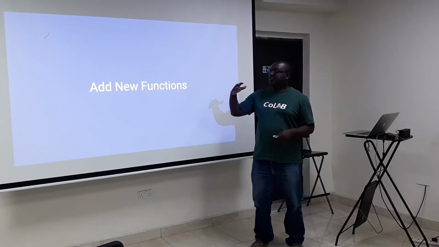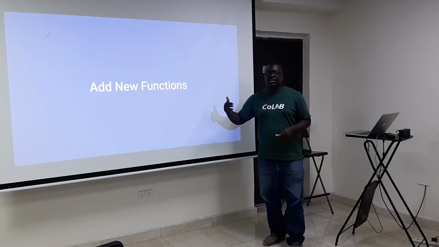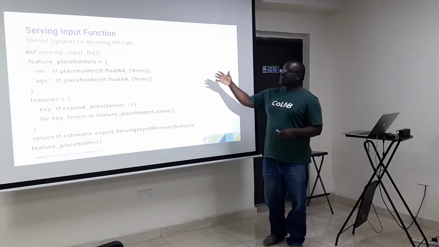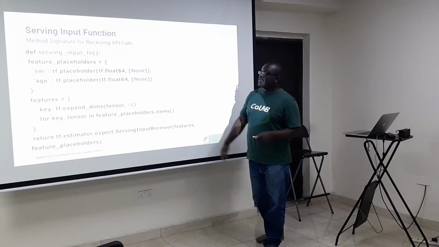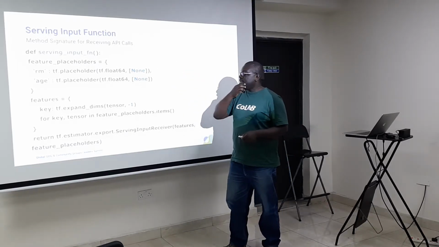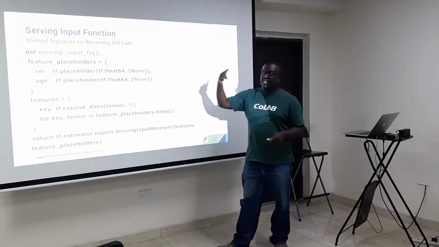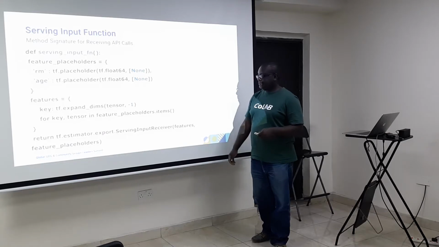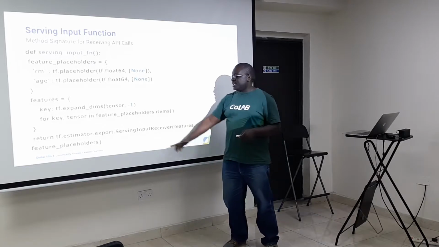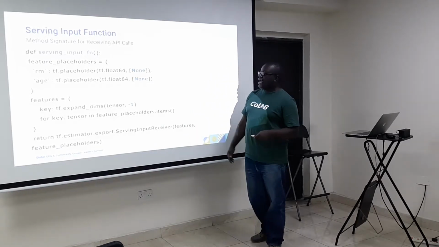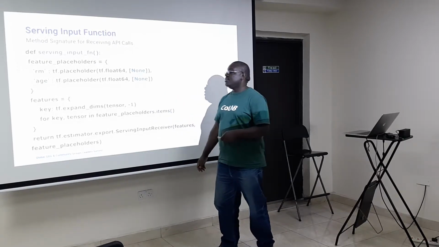So if we take the previous code that we had, what we need to do is just add new functions to make it possible. First of all, we need to implement our serving input function. So we'll define the function, and here we need feature placeholders, we need our features, the same features that we defined the first time, they come in here. And then our serving input function will return something called a serving input receiver. And when it does that, it will return our features as well as our feature placeholders.